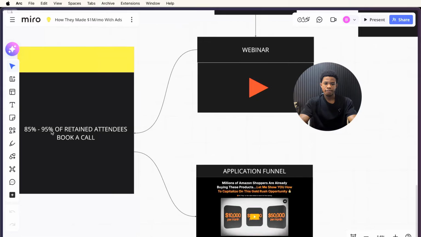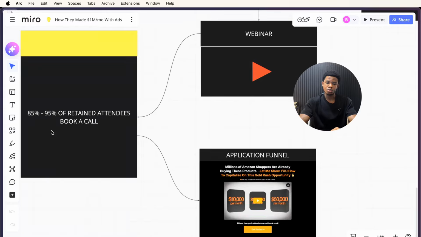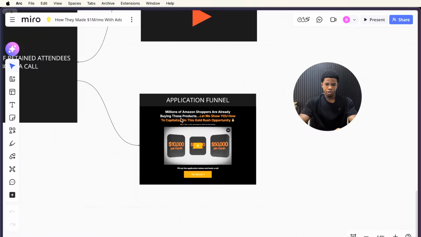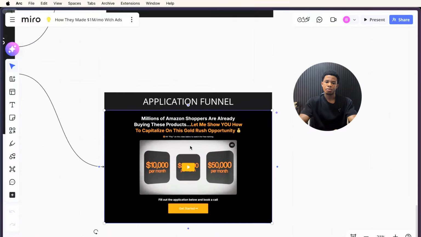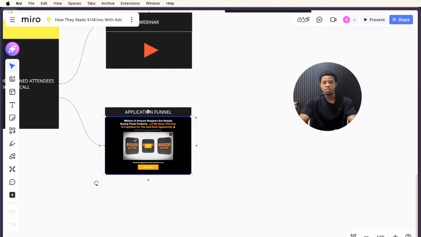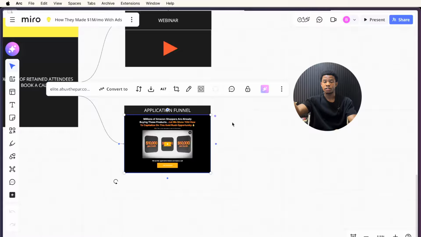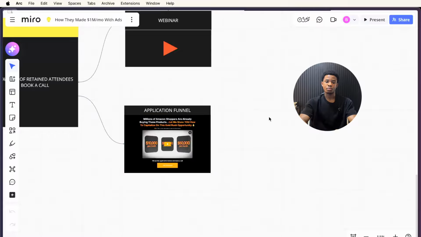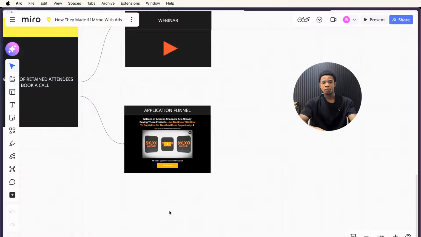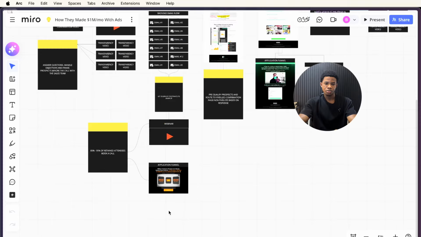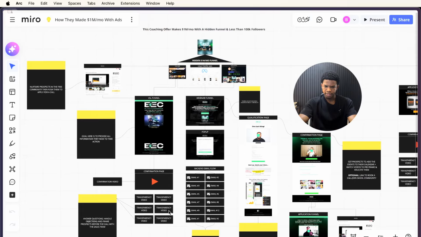And then you want to get about 85 to 95% of those retained attendees to book in a call with you. When they book in a call, they get sent to this application funnel right here, or they're sent to maybe a calendar link, or just a Typeform to go book in a call. I just have this here as a placeholder because I've not hopped on these guys' webinar. I'm sure they know what they're doing, but that is what we do for our clients, and that is what we see works the best. Just send them directly to a Typeform. They fill out the Typeform, and then they book in a call on your sales team's calendar. So again, that is it for that.